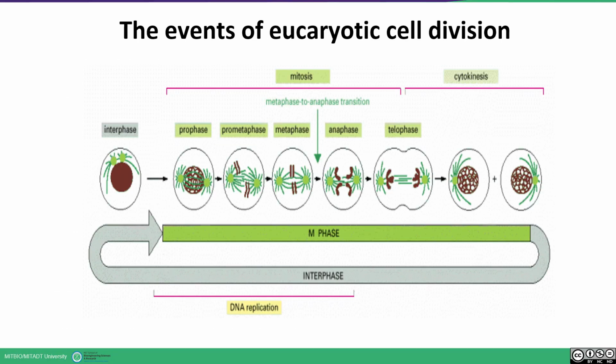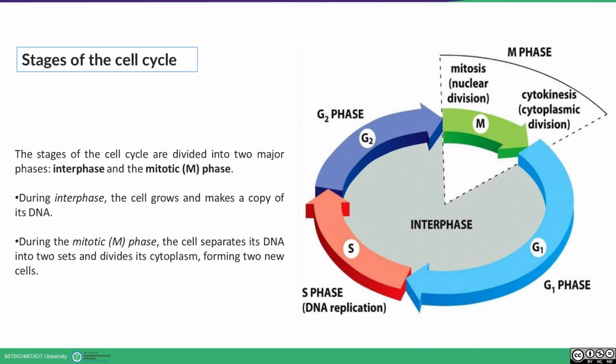This slide explains the different events of eukaryotic cell division. The cell cycle has two major phases, that is interphase and mitotic phase. Interphase is the preparation phase and mitotic phase is the actual division phase. An important point, interphase is not a resting stage. In this stage, the cell is metabolically highly active, and it prepares the cell for division. So these are the two main stages of the cell cycle.